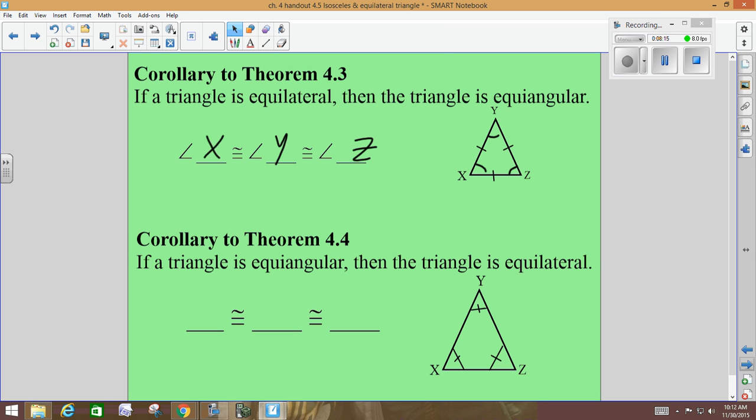Corollary to theorem 4.4. On the front, theorem 4.4 said if a triangle has 2 congruent angles, it has 2 congruent sides. So the corollary to this says that if a triangle is equiangular, then it's equilateral. Or if a triangle has 3 congruent angles, it also has 3 congruent sides. So we would say that XY is congruent to XZ, which is congruent to ZY.